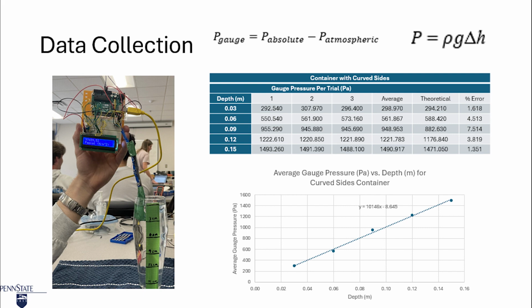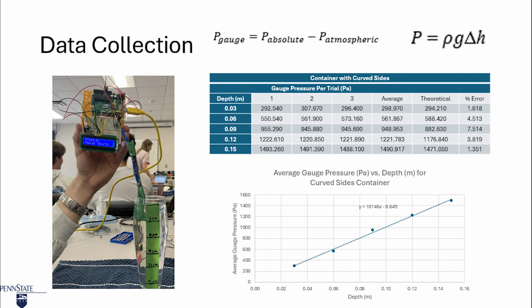On the left of the slide, you can see the pressure sensor measuring the pressure at a depth of 3 centimeters in the container with curved sides. In order to calculate the gauge pressure, the absolute pressure displayed on the LCD screen was subtracted from the atmospheric pressure taken at a depth of 0 centimeters.